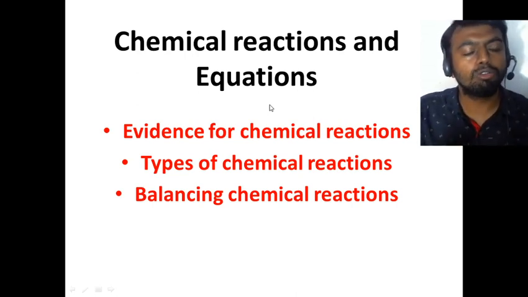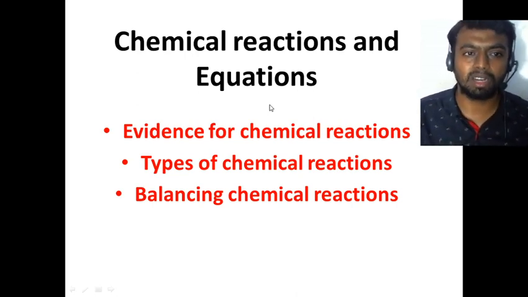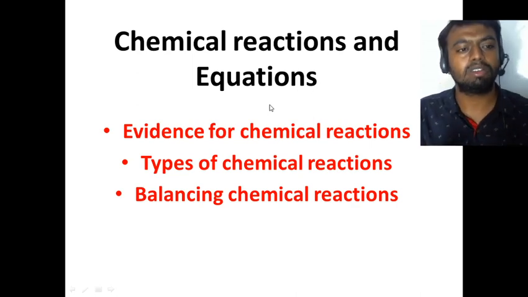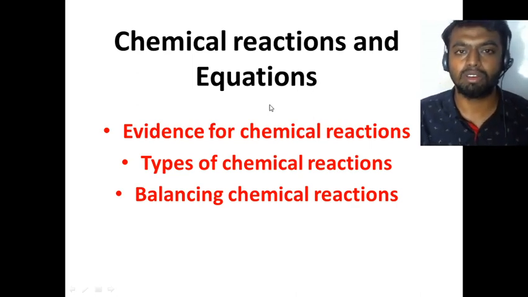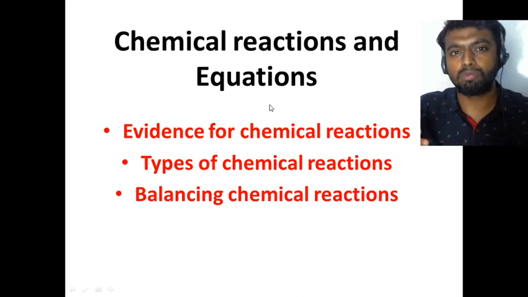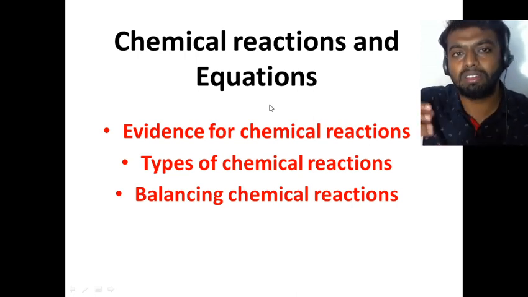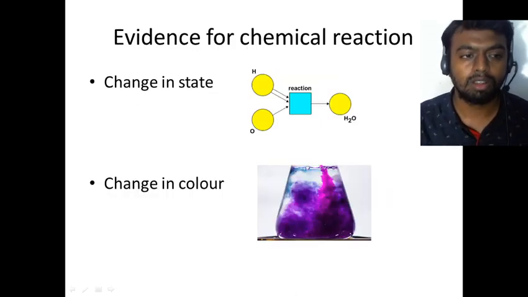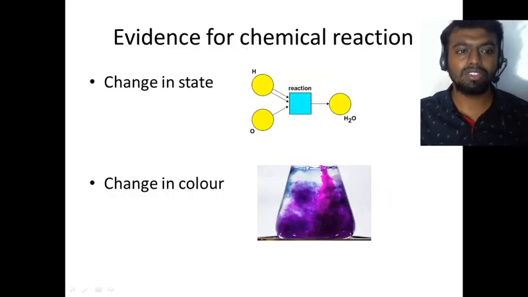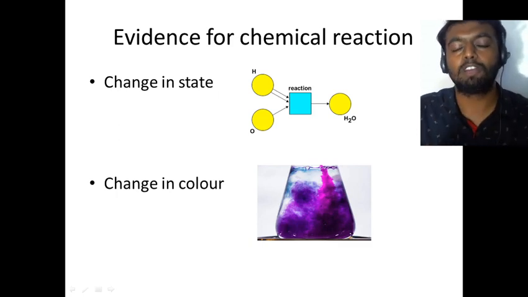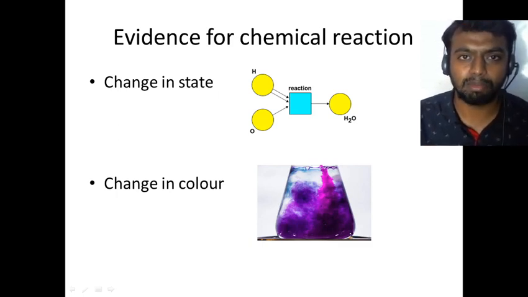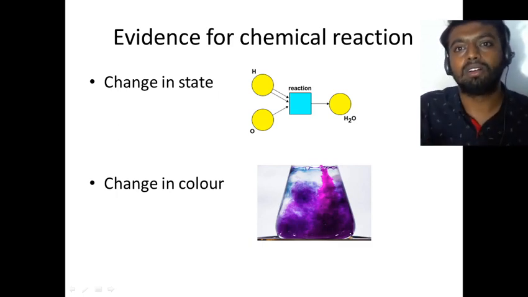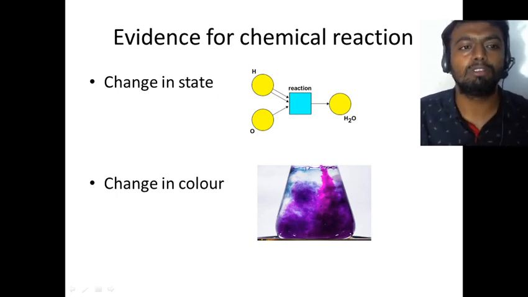So how do we get to know whether the reaction is happening or not? For that we need to understand the evidences for chemical reactions. Some processes happen when a reaction is happening, and these processes will tell you whether the reaction is happening or not. Very first thing, change in state. The physical state will change when chemical reactions are happening. But not all changes where physical state is involved can be considered chemical reactions.